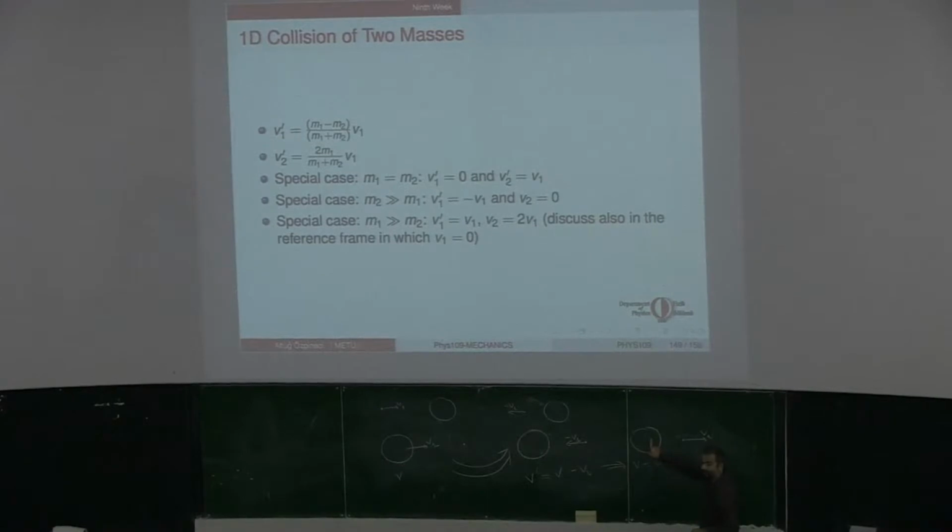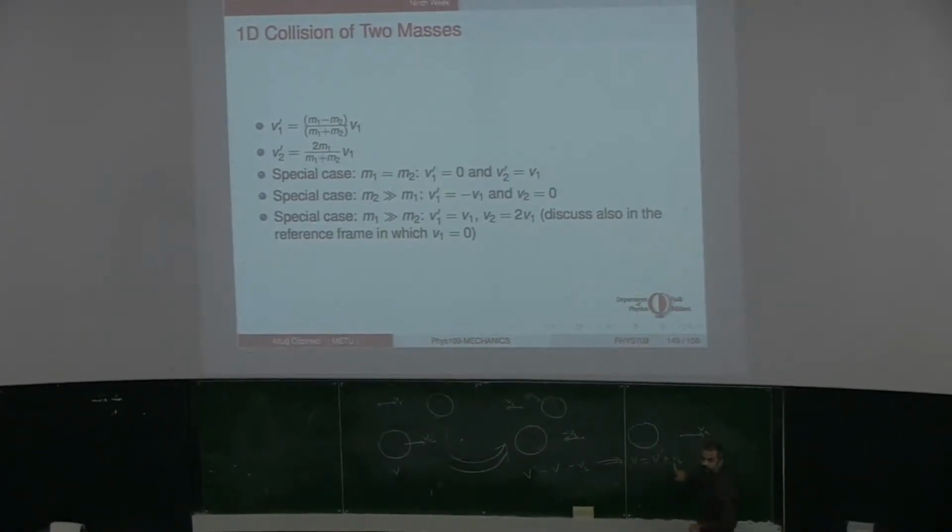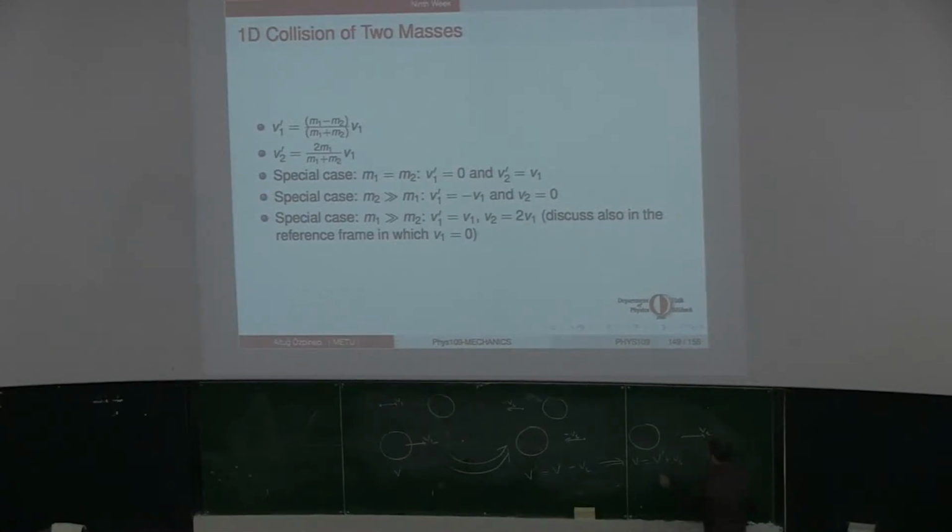So this is at rest. In the original reference frame, this one is moving with velocity v1. And this one is moving with velocity v1 plus v1, twice v1. And that is what we obtain in the third case.